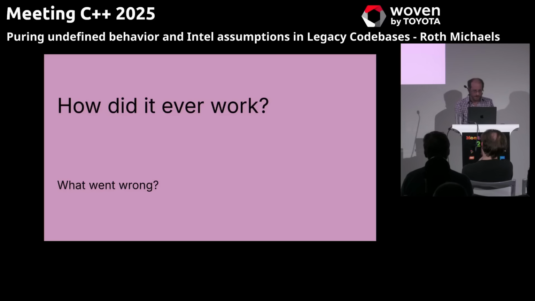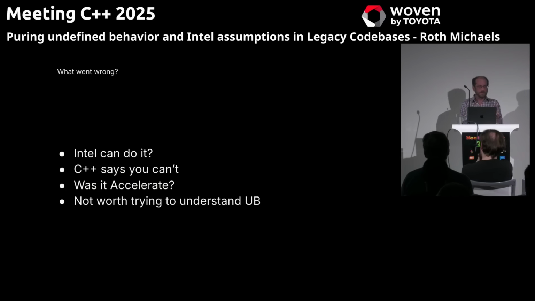What was going wrong? Because an Intel CPU, as far as I'm aware, can read things from unaligned addresses, but C++ says you can't. So was it something in the compiler doing something weird? We also use the Accelerate library for doing vectorized math operations on Apple, and the IPP library for doing this on Windows. Were those libraries expecting alignment and doing something strange? If not, I don't know.